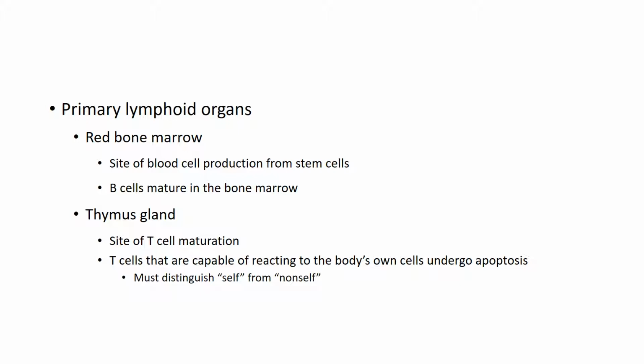And then you also have your thymus gland, and the thymus gland helps develop T cells, and T cells are really important for our immunity. T cells react with foreign molecules, and they're also a big target for the HIV virus.